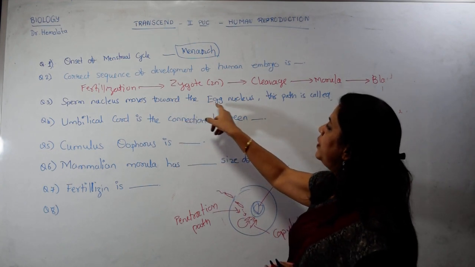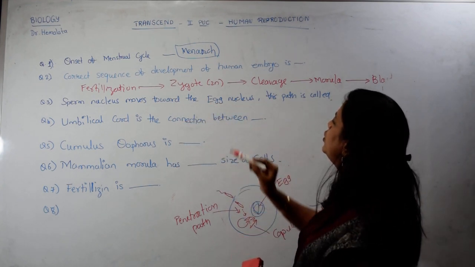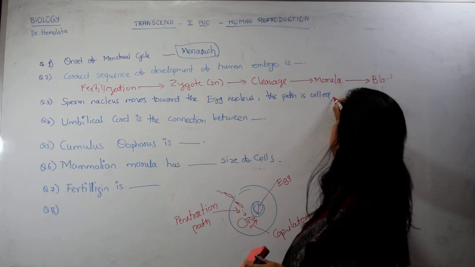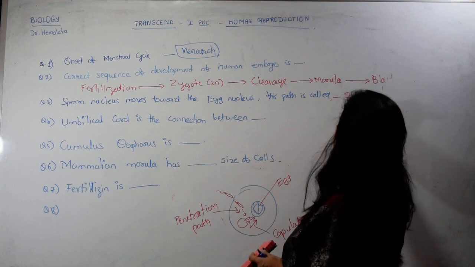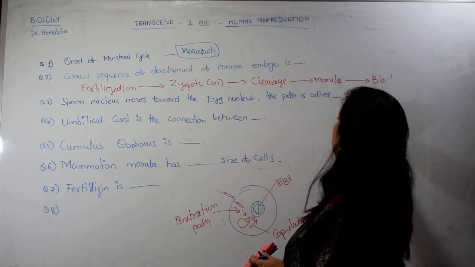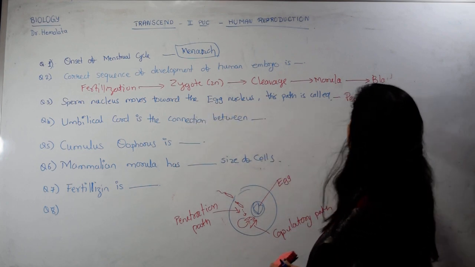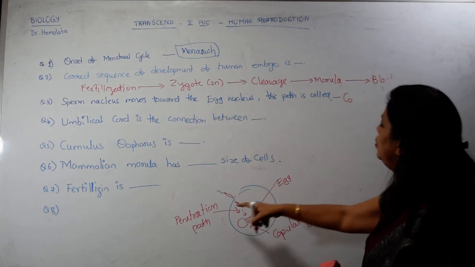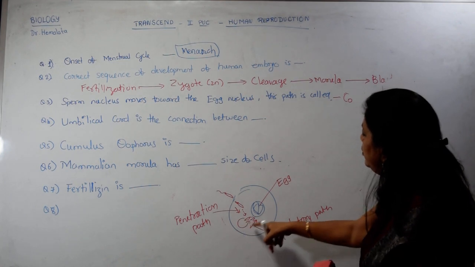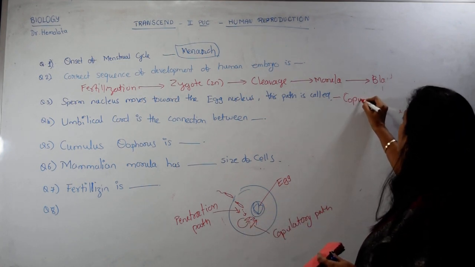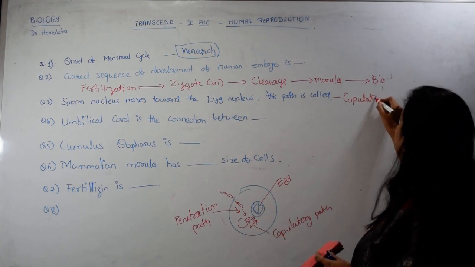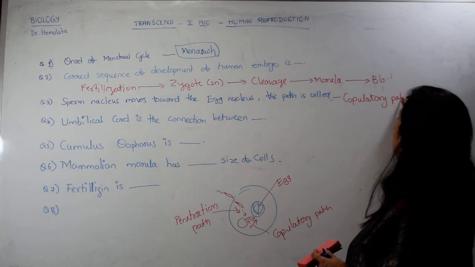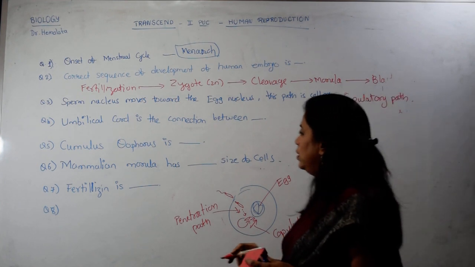So the answer for the sperm nucleus moving towards the egg nucleus: this path is called the penetration path. First one is the penetration path. Sorry, moving towards the egg nucleus, it is copulatory, because I told you the entry is penetration. When it moves towards the egg, it is called the copulatory path or copulation path. Okay, that's the answer. Next, the fourth question.